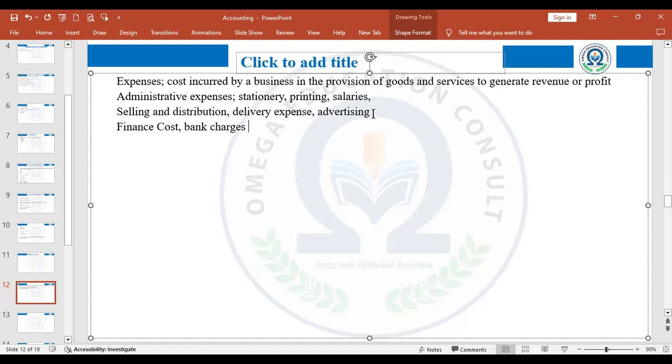Please, any question on this one? No. Okay, great. So these are expenses. Let's go to the other one, which is income or revenue. Income or revenue. And I think my professors will try to tell me what income of a business is.